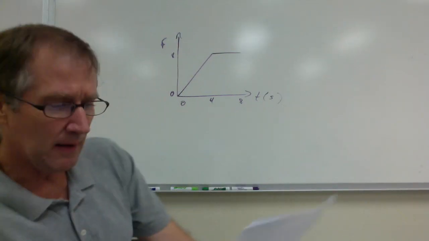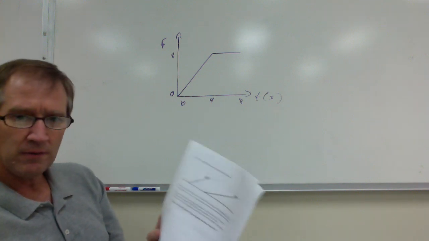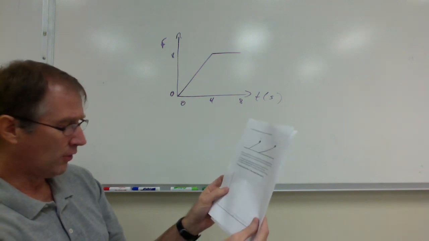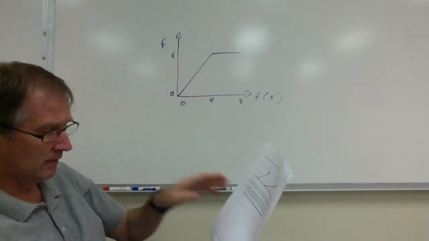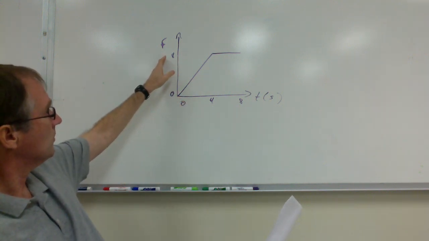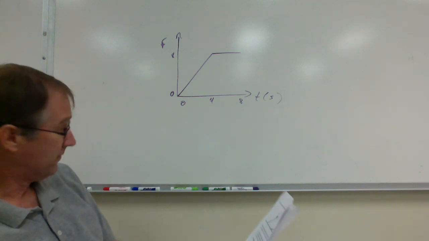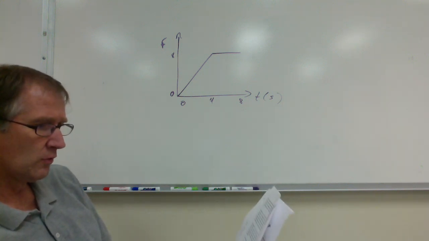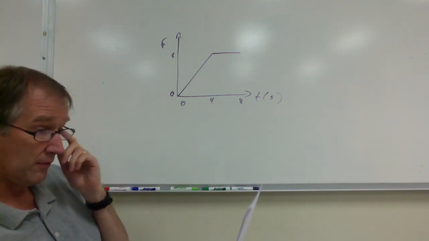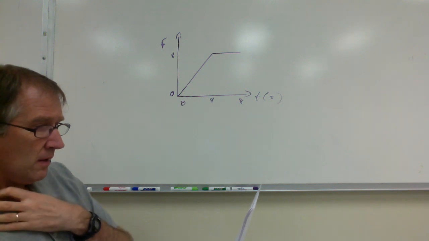Okay, on these last questions, at first they give you a force-time graph, with force on the y-axis and time on the x-axis. The force goes from 0 to 8 newtons in 4 seconds, and then it's a constant force for the next 4 seconds. It asks: refer to that graph, what's the impulse on the object over the 8-second interval?